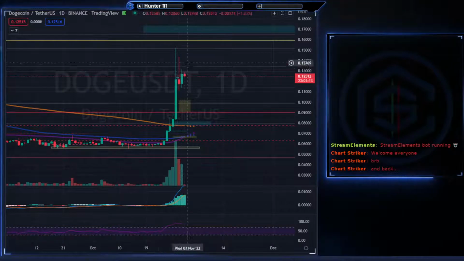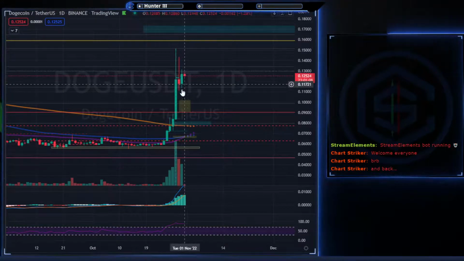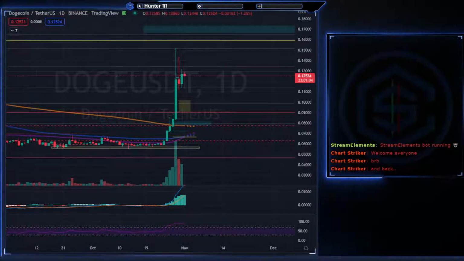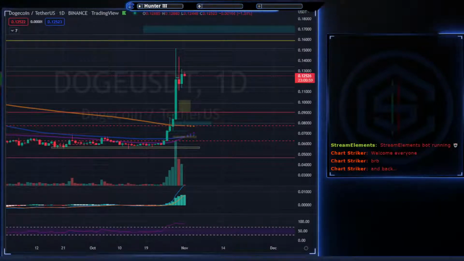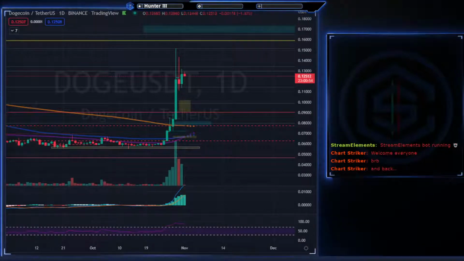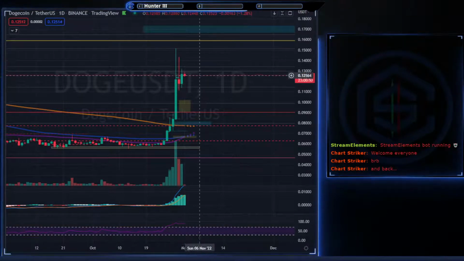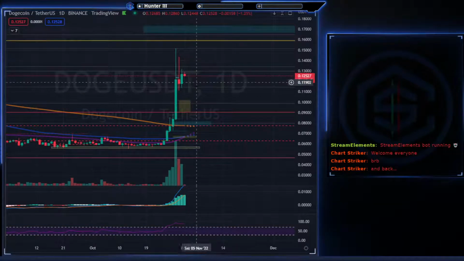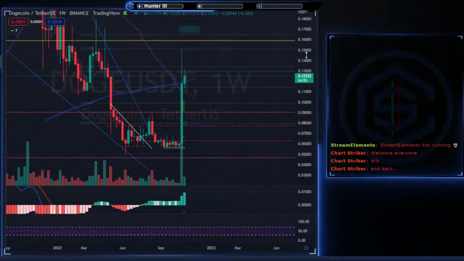Like this was another profit taking level, or... sorry guys, I thought I had to sneeze, but it didn't come out. Excuse me. But yeah, we are at another resistance level. So I'd be a bit careful, but weekly is still looking good.